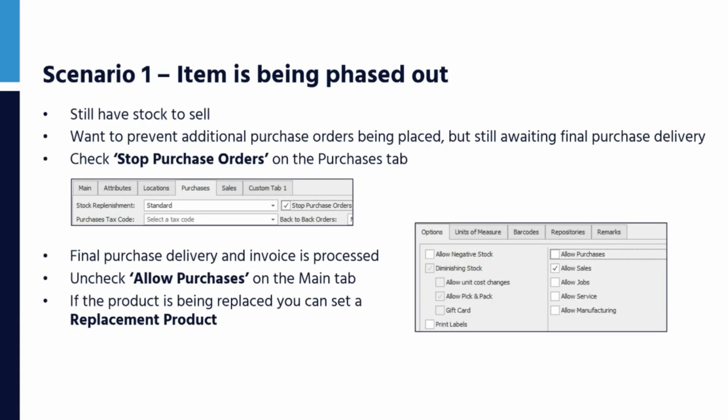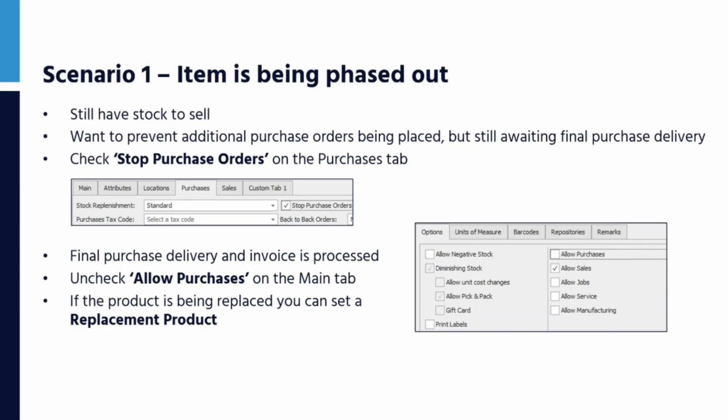Okay, so this is taking you through a scenario of some of the controls that you have at your disposal if an item is being phased out. What we don't want to do is make it inactive, because you may still have some stock in hand of that particular item, and you of course want to sell that before you make the item inactive. So we still want to sell the item, but we want to stop additional purchase orders being placed.